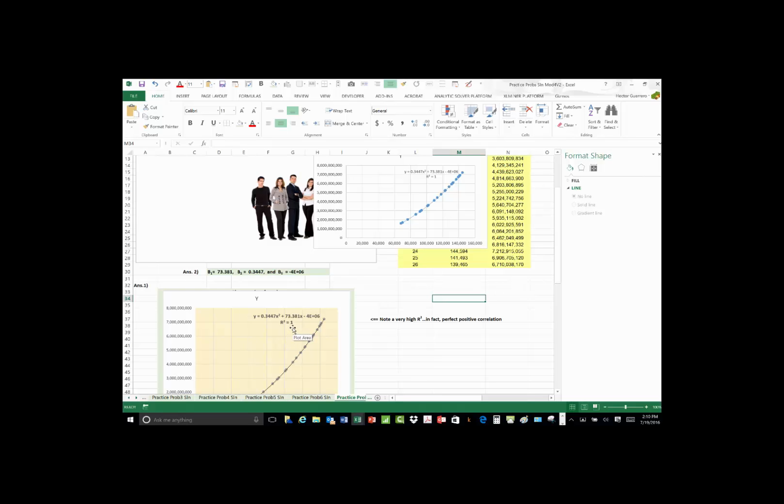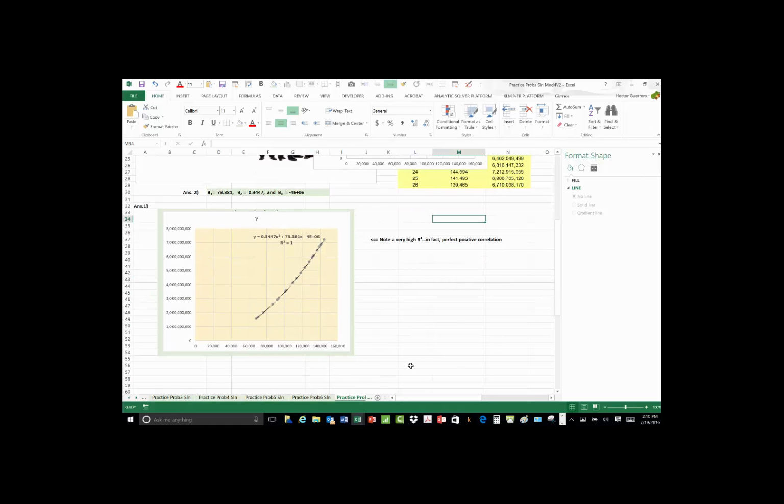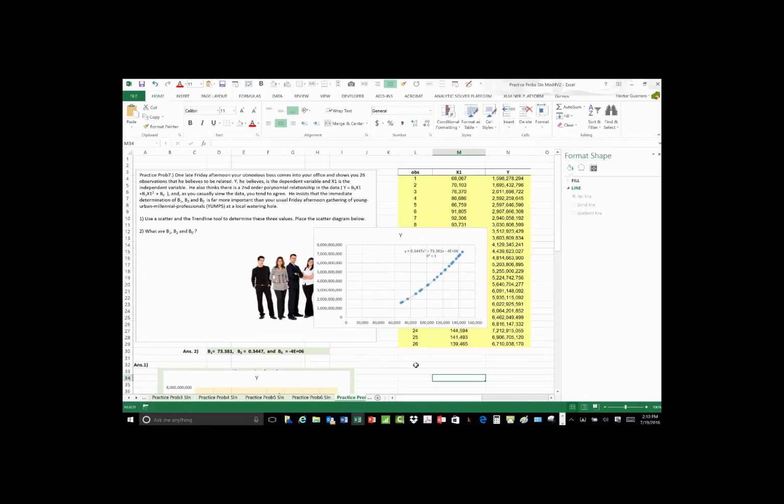And it's a perfect relationship. So I just chose a relationship. I multiplied it out and gave you the data here. So r squared is actually very, very high, as high as it can be. All right, that is our final two problems in Module 4.